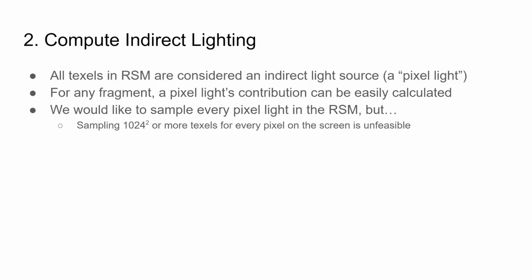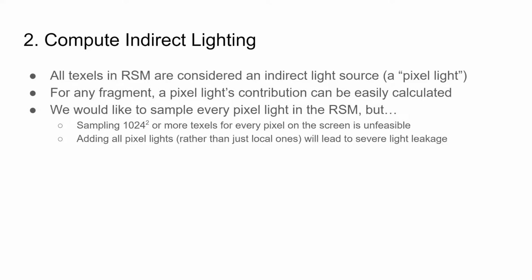First of all, sampling millions of RSM pixels for every fragment on the screen is not going to work. It's going to be a bit slow. And also, adding all pixel lights' contribution will lead to severe light leakage because RSM does not account for geometric occlusion. So a solution to that is to take a set number of random samples in a small area around the fragment. And I'll also show that in more detail later.